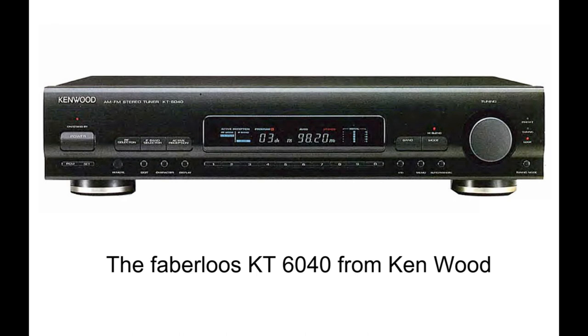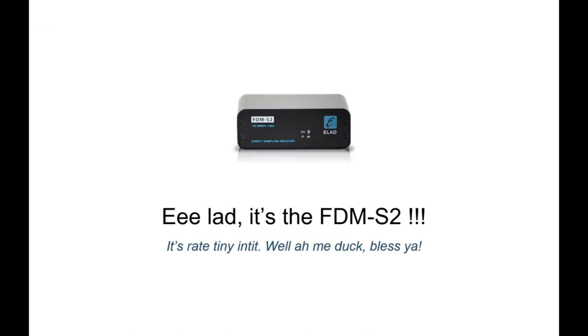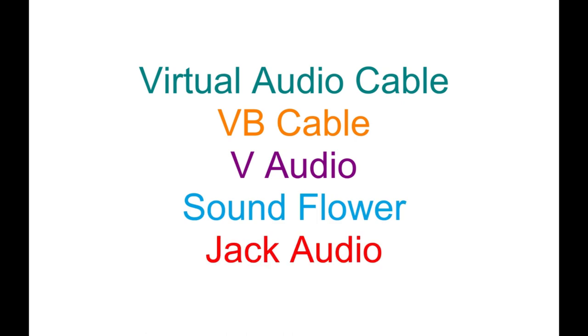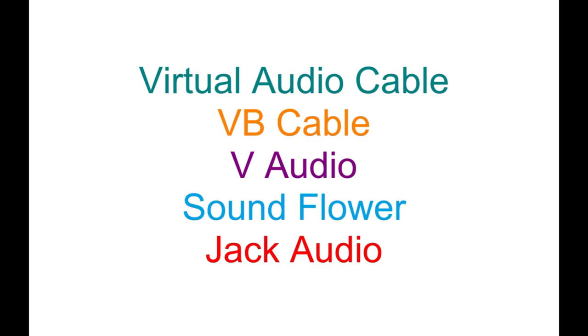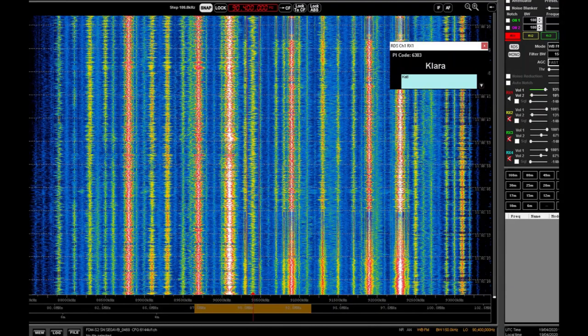But that's another story. Modern SDR receivers make this much easier, but you need a sound card which supports a 192 kHz sampling rate, or another piece of software such as Virtual Audio Cable, which I use. There are others such as VB Cable, VAudio, Soundflower and Jack Audio. As long as they support a 192 kHz sampling rate, then Bob's your uncle. Not you. And RDS Spy needs this sampling rate in order to decode RDS. The EE-LAD FDMS2 has its own half-decent RDS decoder, but it's not quite as sensitive as RDS Spy.